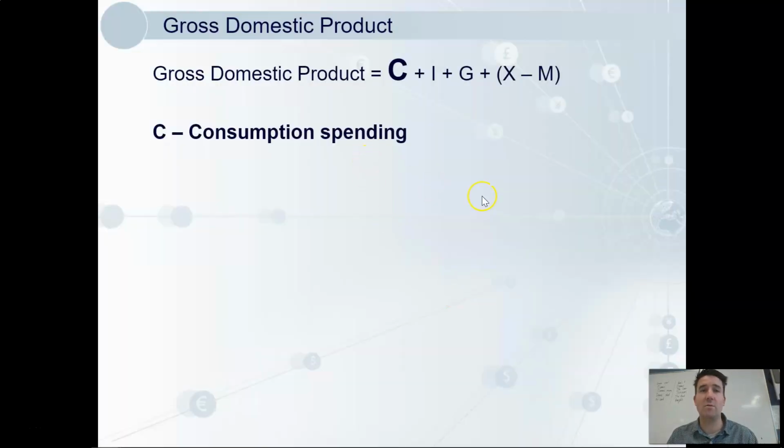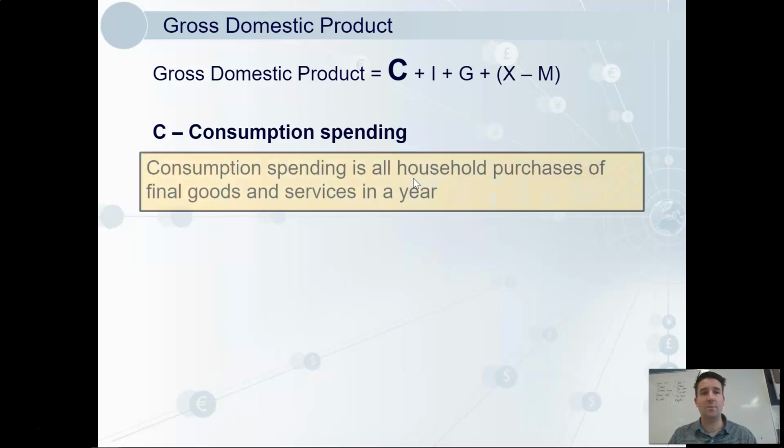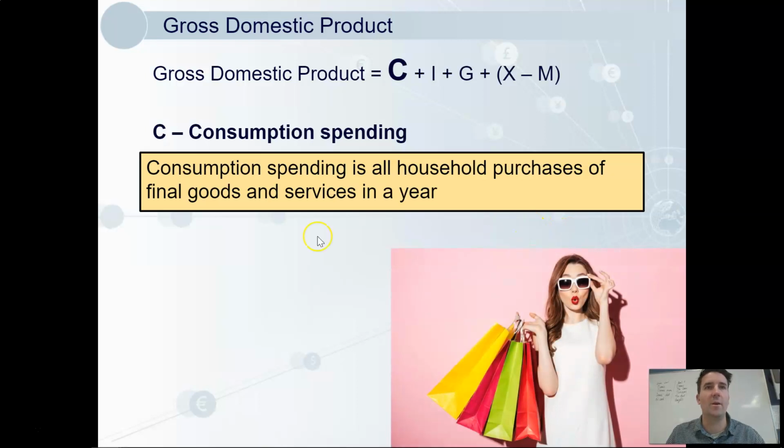So this equation right here is absolutely crucial. The sooner you commit it to memory, the better you'll be able to understand the course. Gross domestic product equals C plus I plus G plus X minus M. Now, the first one, C, stands for consumption spending. Consumption spending is all household purchases of final goods and services in a year. Pretty straightforward. So this can be represented by a picture of me going on a shopping trip. There we go.